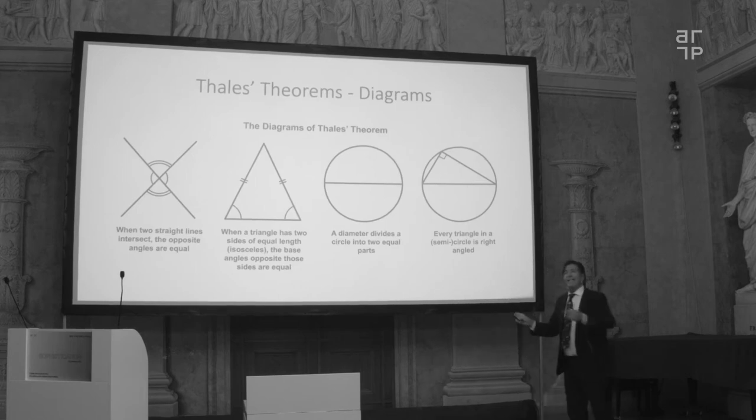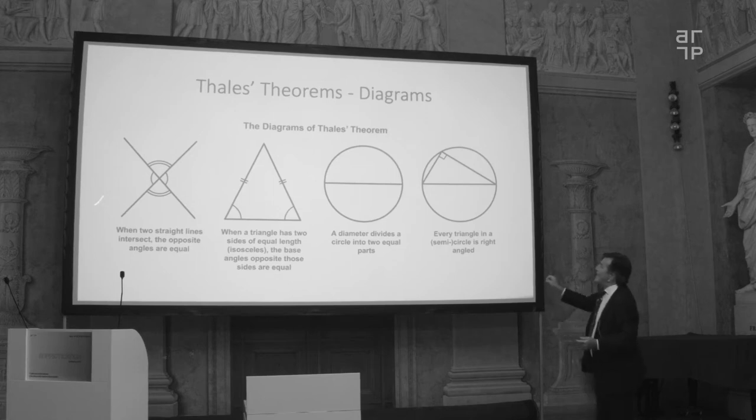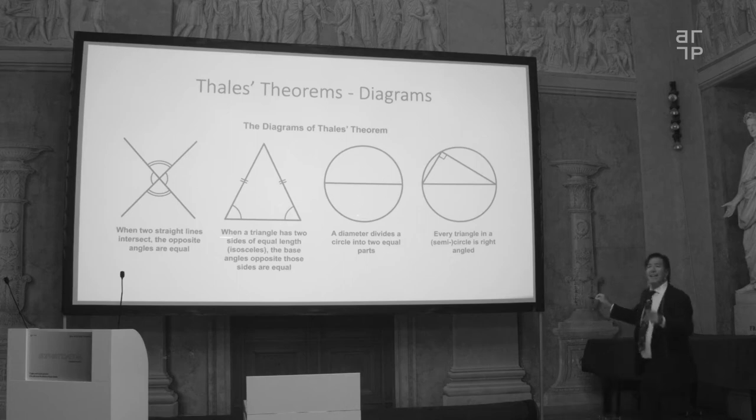Now, let's put that together with the theorems with which he's credited. If two straight lines intersect, the angles opposite are equal. Now, the important one for today: if a triangle has two sides equal, the angles opposite must be equal. Thales' theorem, isosceles triangle. In every circle, the diameter divides it into two equal portions. And there's the money moment: every triangle made on the diameter is a right triangle. Here comes the story.